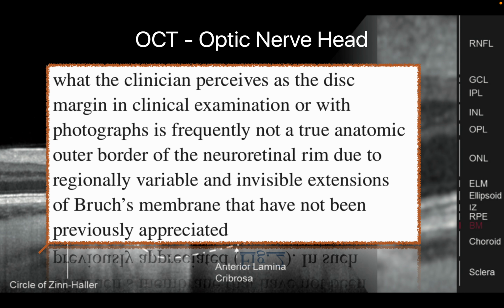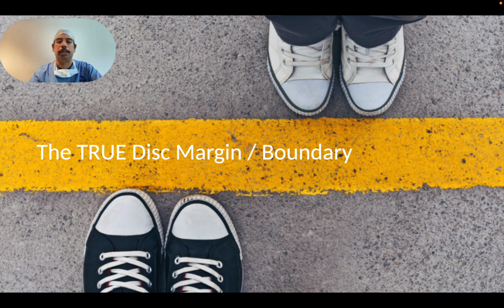So what the clinician perceives as the disc margin in the clinical examination or with the photographs is frequently not the true anatomic border of the neuroretinal rim, due to the regionally variable and invisible extensions of the Bruch's membrane that have not been previously appreciated. You will also appreciate that.